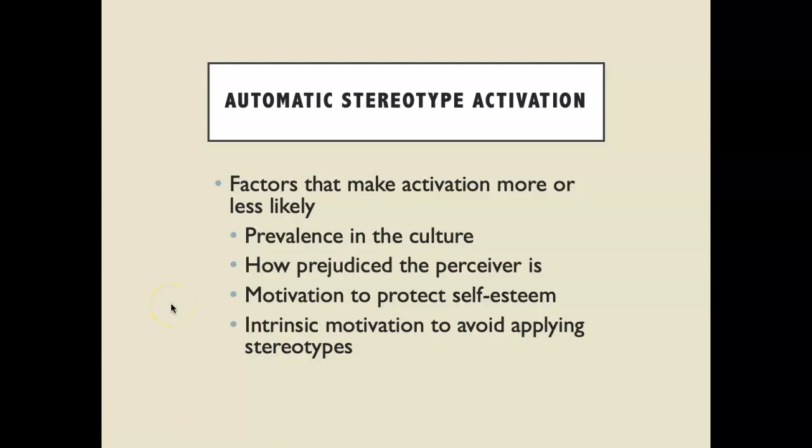So basically, that's evidence that stereotypes can be automatically activated, okay, and actually influence our perception of the world around us once they are activated, okay. So factors that make activation more or less likely: prevalence in the culture, how prejudiced the perceiver is, okay, how motivated the person is to protect their self-esteem, okay. We'll get into that a little bit more later when we start talking about social identity theory. And another interesting factor is our intrinsic motivation to avoid applying stereotypes. Okay, we're less vulnerable to it if we're highly motivated not to go there.